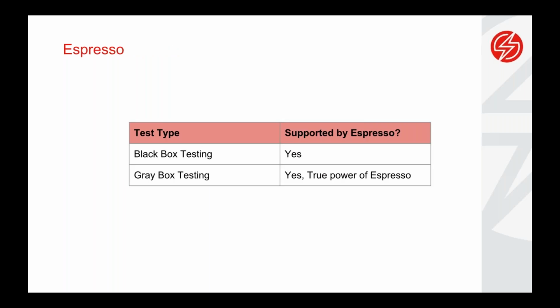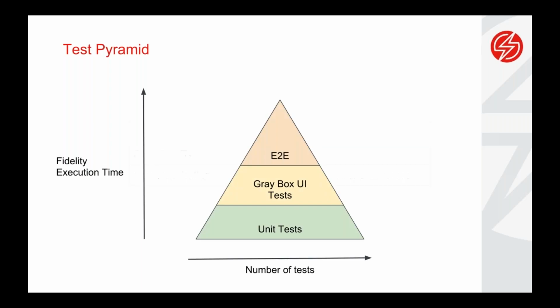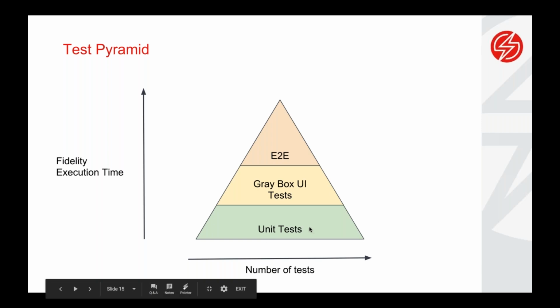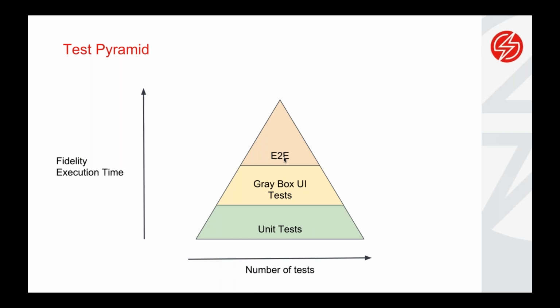Now, Espresso can help you with both black box testing as well as gray box testing, because it has access to the application internals. And gray box testing is where Espresso really shines. Now, what does this whole thing mean with respect to your app quality itself? Now, if you think of your application test suite as a test pyramid with a lot of unit tests to test your business logic at the very bottom, and then you have some UI functional tests in the next layer, and a handful of end-to-end tests that exercise all your components.